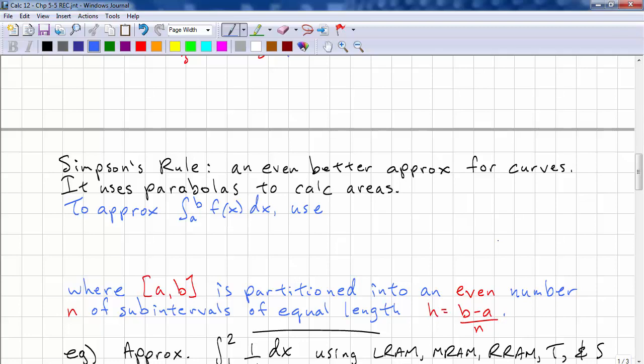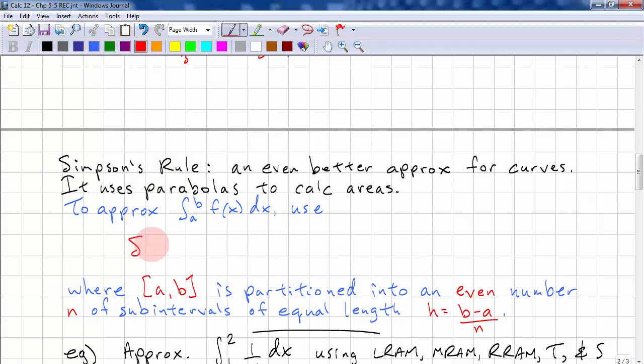So to get a better estimate, we should use something that curves. And that's where Simpson's rule comes in. It's a better approximation for curves because it uses parabolas to calculate the areas. And to approximate it, we have this formula.